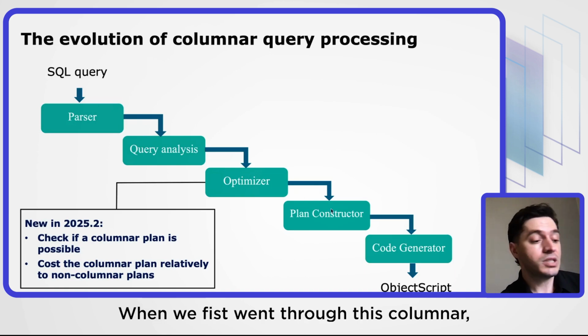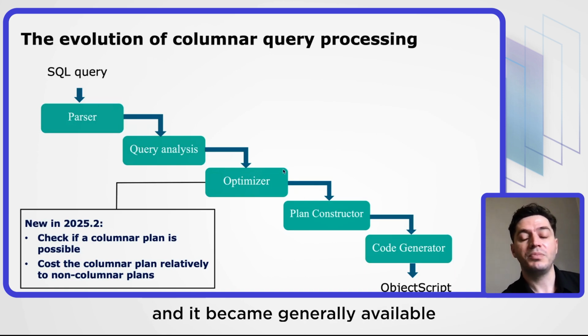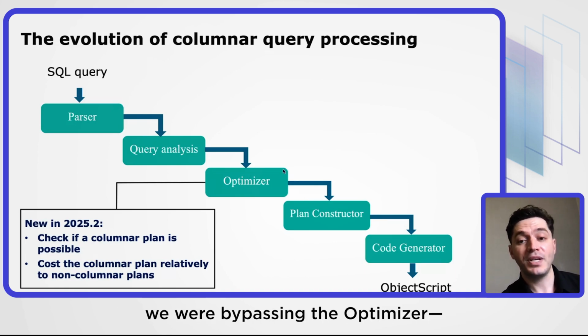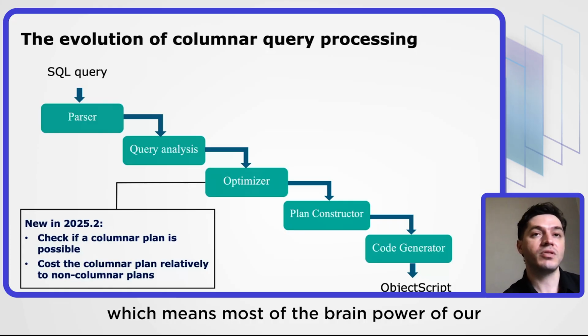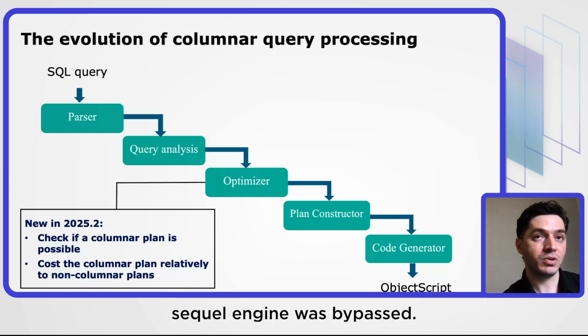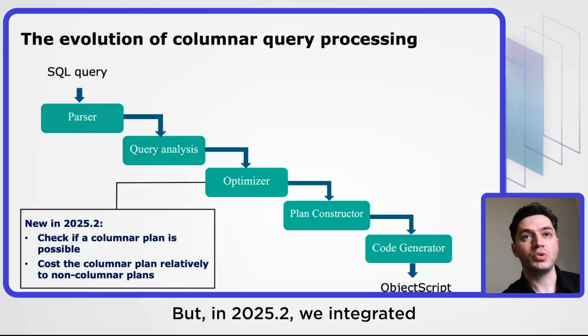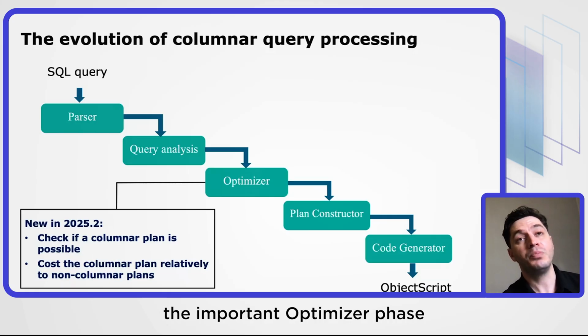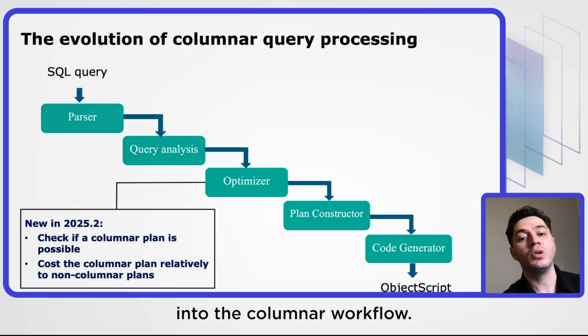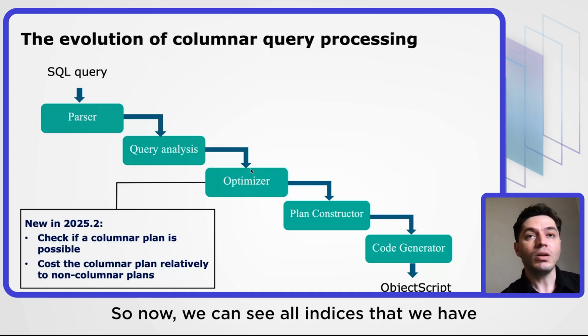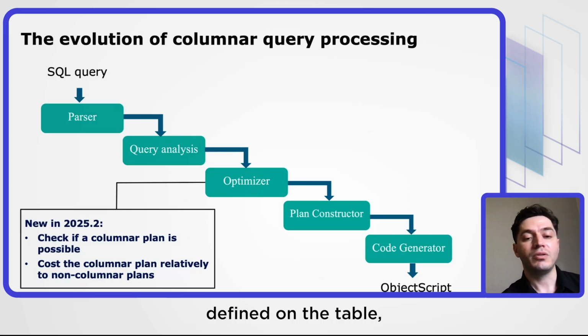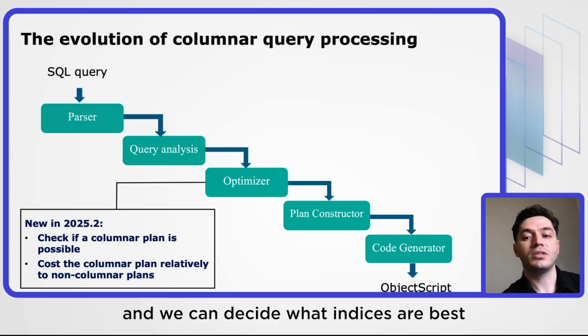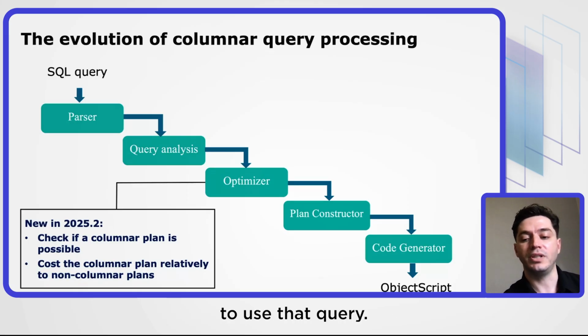When we first released Columnar 2 years ago and it became generally available, we were bypassing the optimizer. It means most of the brain power of our SQL engine was bypassed. But in 2025.2, we integrated the important optimizer phase into the columnar workflow. So now we can see all indices that we have defined on the table, and we can decide what indices are best to use for that query.